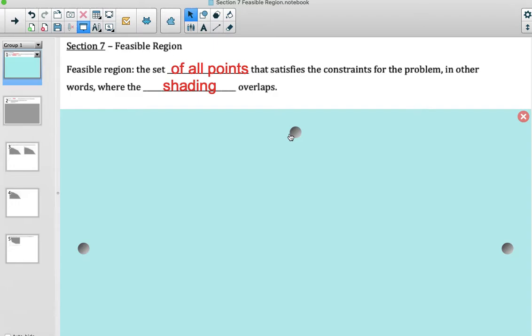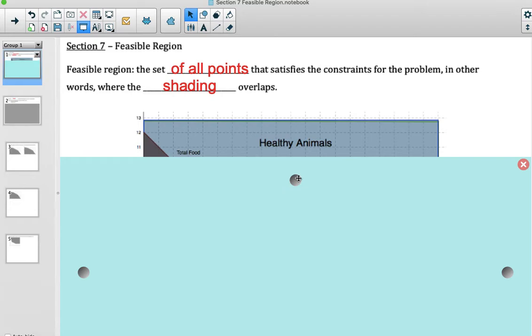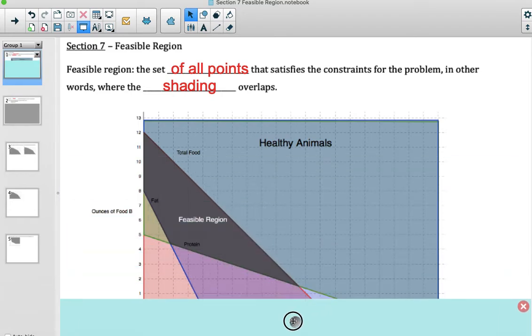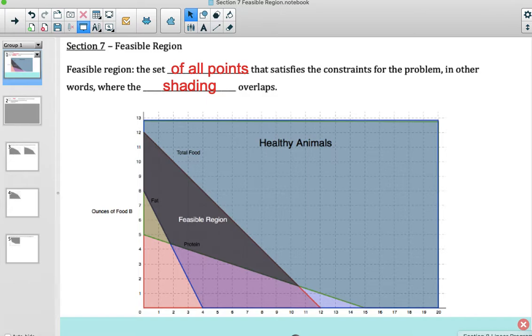So when we have a large multi-part word problem, and we write inequalities for it and graph them, this is an example of a feasible region of an activity. This activity was called Healthy Animals, and we had three inequalities here, and where they overlap is this area in the gray. This area here is the feasible region.